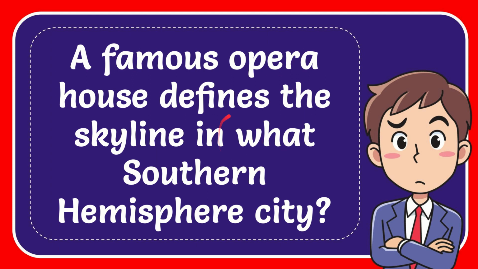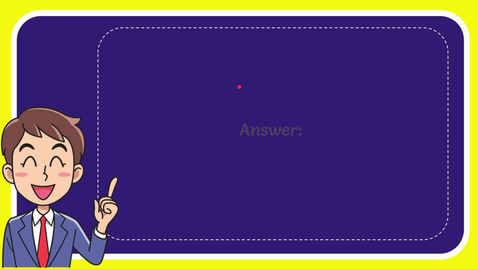In this video, I'm going to give you the answer to this question. The question is, a famous opera house defines the skyline in what Southern Hemisphere city? When I give you the answer to this question, and the grand answer for the question is Sydney. What is the answer for the question? Sydney.